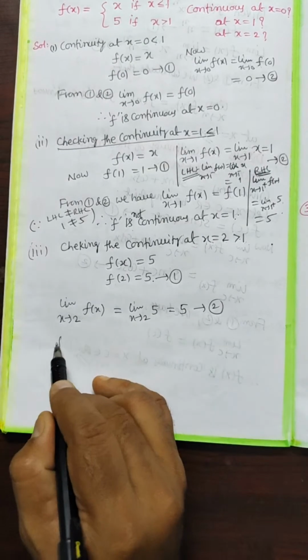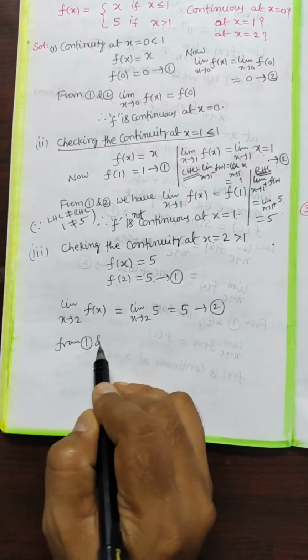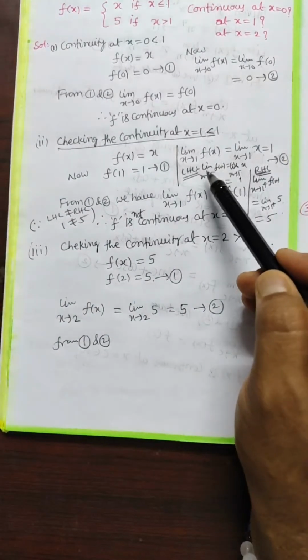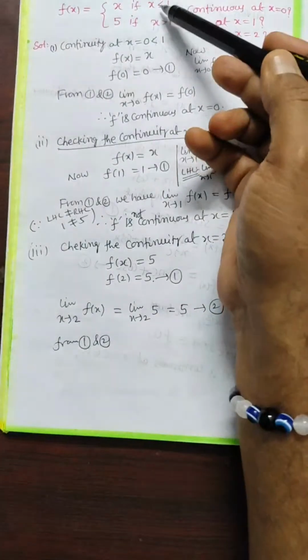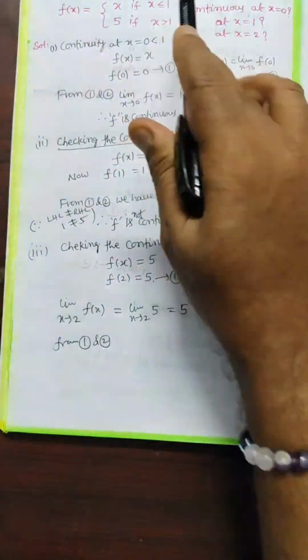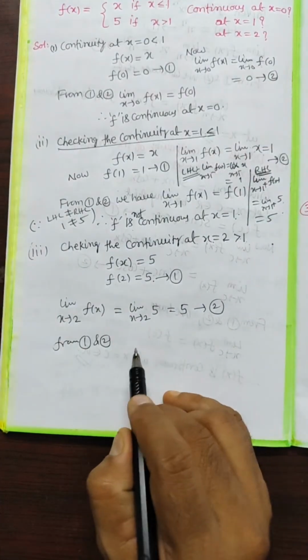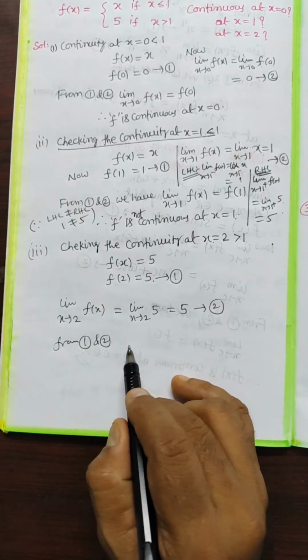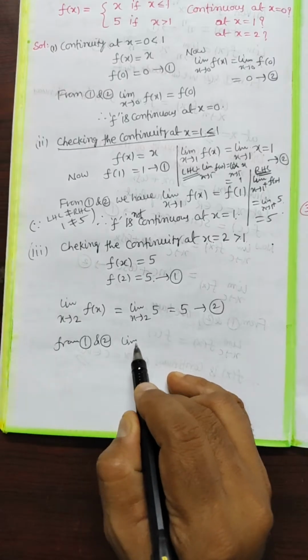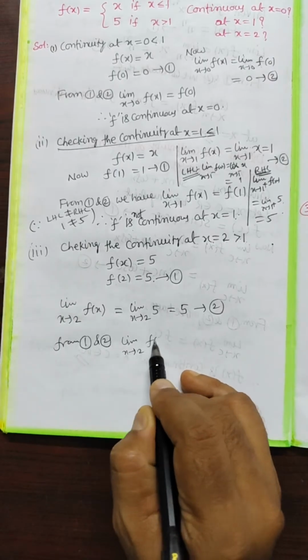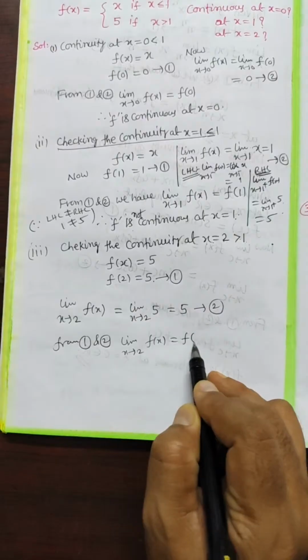So from 1 and 2, why sir, you are taking it like this particularly? It is based on the condition, dear students. Here 2 plus and 2 minus are not given, so we can go like this only. So from 1 and 2 we conclude that limit x tends to 2 f of x is equal to f of 2.